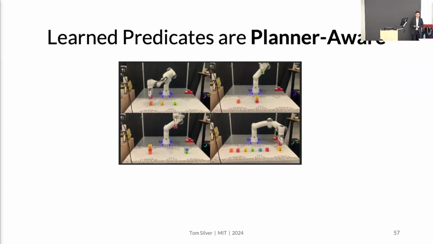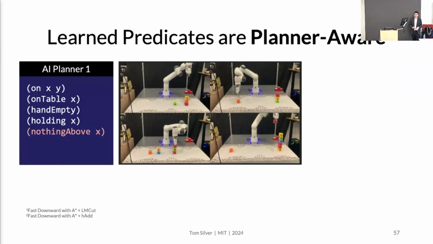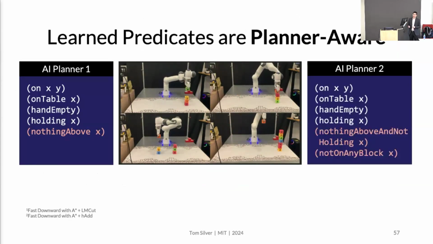And a final cool thing about this is that the predicates that we're learning are aware of the planner that we're using inside of our bilevel planning scheme. So for example, if we run our entire predicate learning system on this block stacking domain with a certain configuration of the symbolic AI planner, then we see that what we learned is basically the standard set of predicates that are most often used in this block stacking domain for a long time. But if we change the AI planner, we found that we learned a strange looking set of predicates, which is almost the same, except instead of nothing above, it learns these two different predicates, which seem to be almost logically equivalent, but are not quite the same.